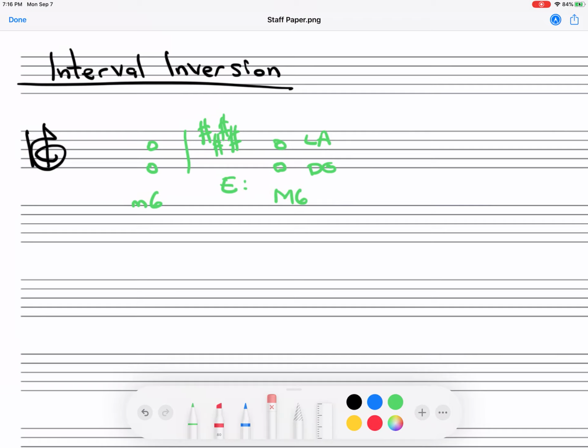To invert, what we do is we take the bottom note and we put it on top. So this is how it looks. You could also take the upper note and put it on the bottom. So it could also be this. Either way, I could take the top note and move it down an octave, or I could take the bottom note and move it up an octave. Either way, it's the same thing. You could see that it becomes a C sharp to an E natural.